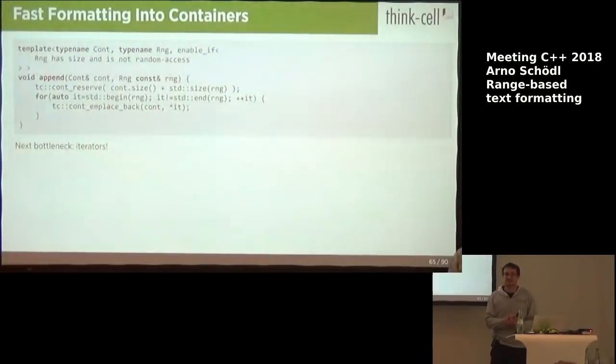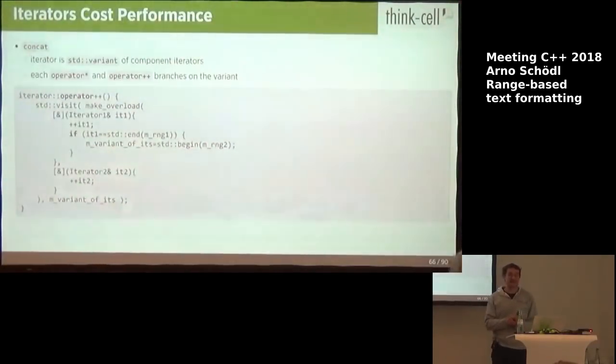The next bottleneck is actually the iterators. Why? Let's look at concat. We had lots of concats here. The iterator inside a concat is effectively a variant over all the iterators of the components. Because you may be in the first component when iterating through the concat, or you may be in the second one, or the third one, or the fourth one. So you have to have a variant of all these different iterators stored inside your concat iterator.